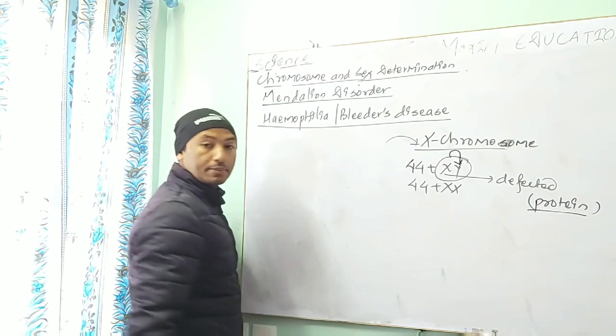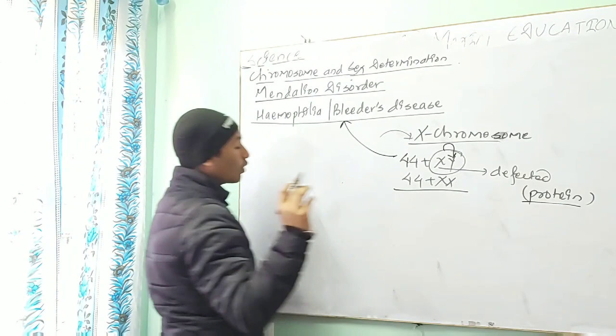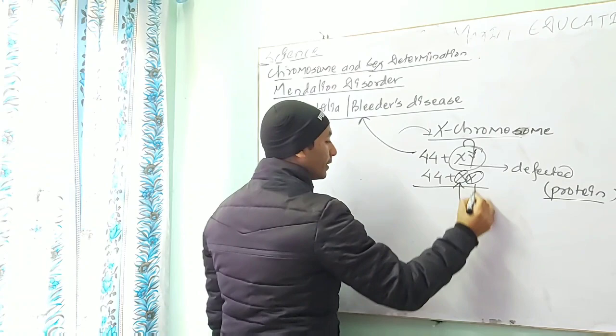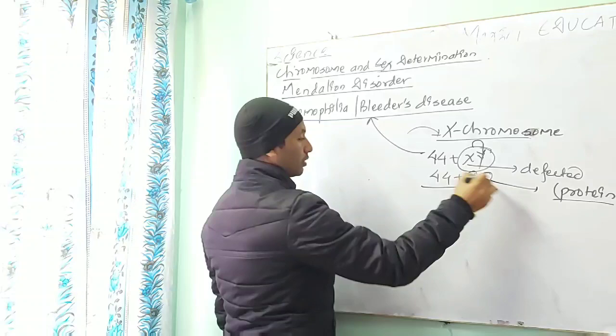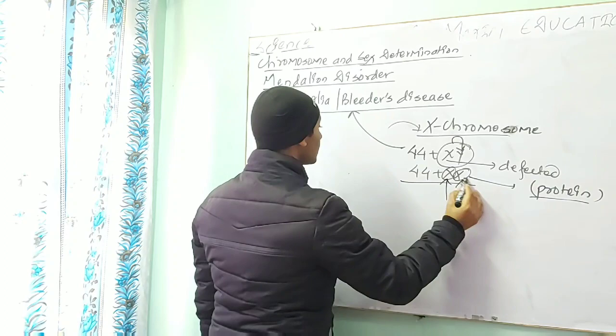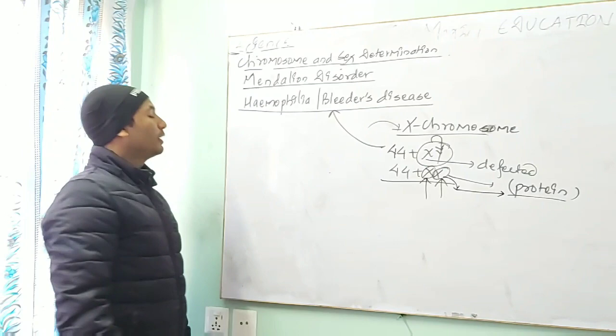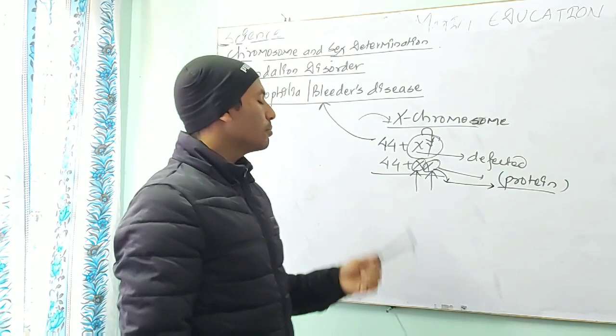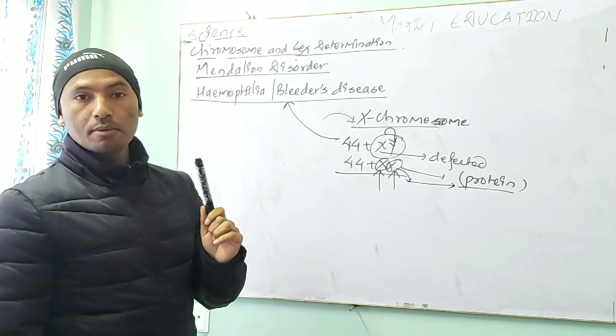But why does it not occur in female but only in male? Look here, there are two X chromosomes, and it is not very possible that both X chromosomes will be defective. So if one of the X chromosomes is defective, the next X chromosome will be able to produce the clotting protein, so that hemophilia does not occur in female. But it occurs in male, because if the X chromosome present in the male is defective, the Y chromosome is unable to produce the clotting protein. So the bleeding is not stopped soon.